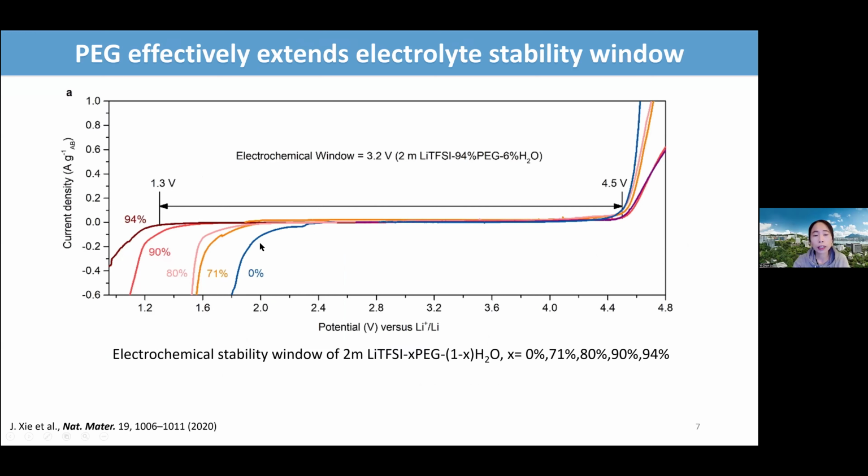So first we look at how the voltage window changes as we increase the PEG concentration. So as we increase from 0%, so that would be the baseline, 2 molal lithium TFSI with no PEG, all the way to 70% and even 94%, you can see the hydrogen evolution potential has been delayed significantly as we increase the PEG content. And so this supports the idea that the water splitting is suppressed by the presence of PEG.